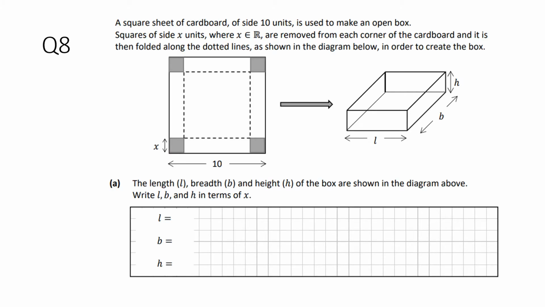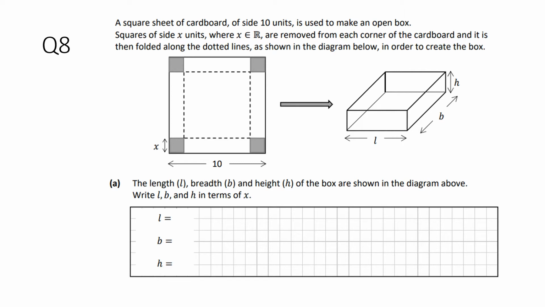With question 8 here, it's actually a functions and applied measure question. So here we have a square sheet of cardboard of side 10 units is made to open a box. A square of side x units, where x is an element of the reals, is removed from each corner of the cardboard, and it is then folded along the dotted lines as shown in the diagram. So here you can see it's 10 across, but they've removed x on each side. So find the length, breadth and height of the box as shown in the diagram above.